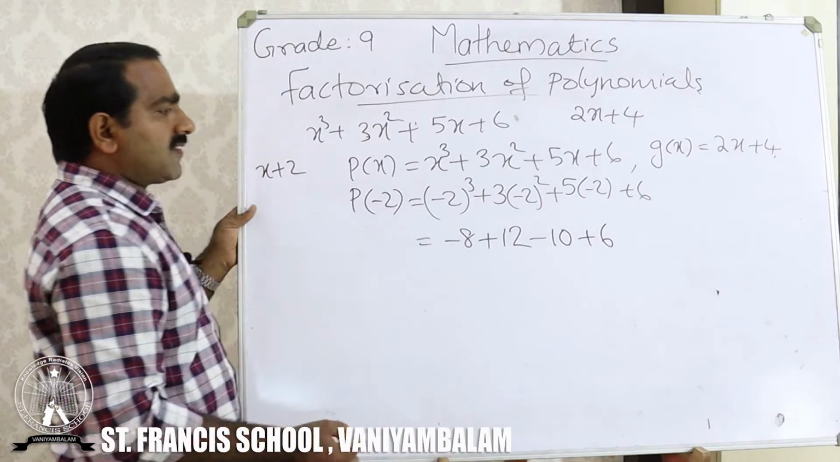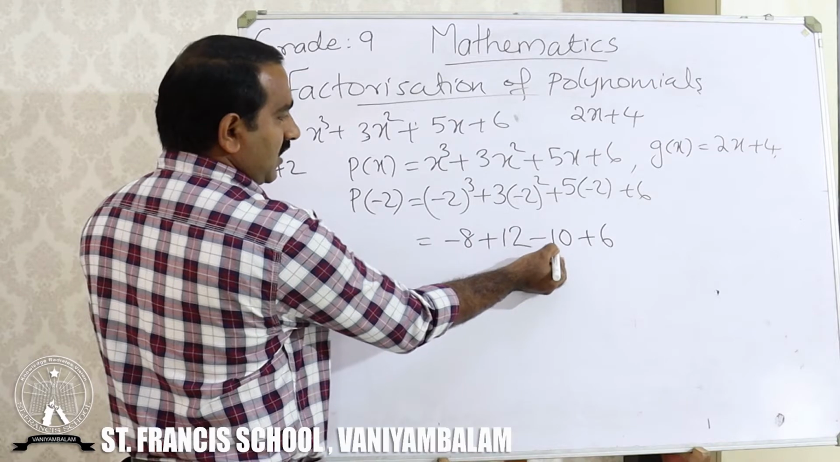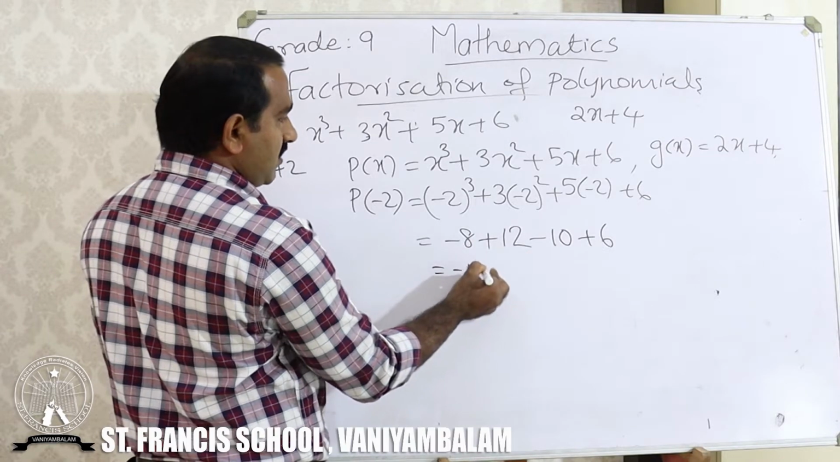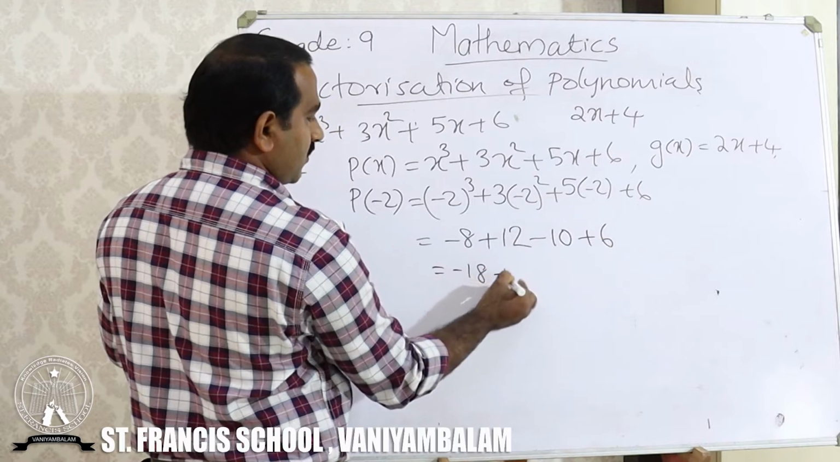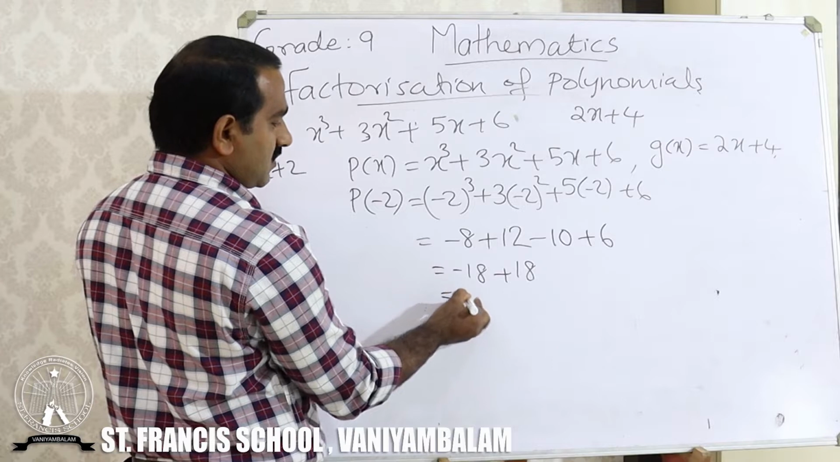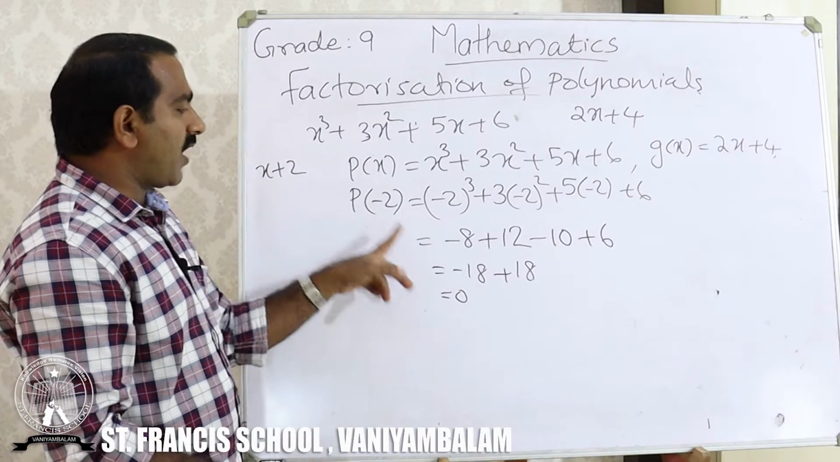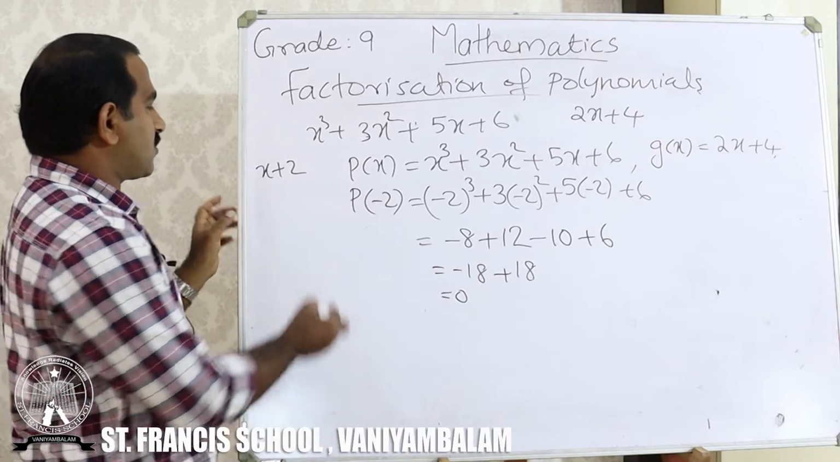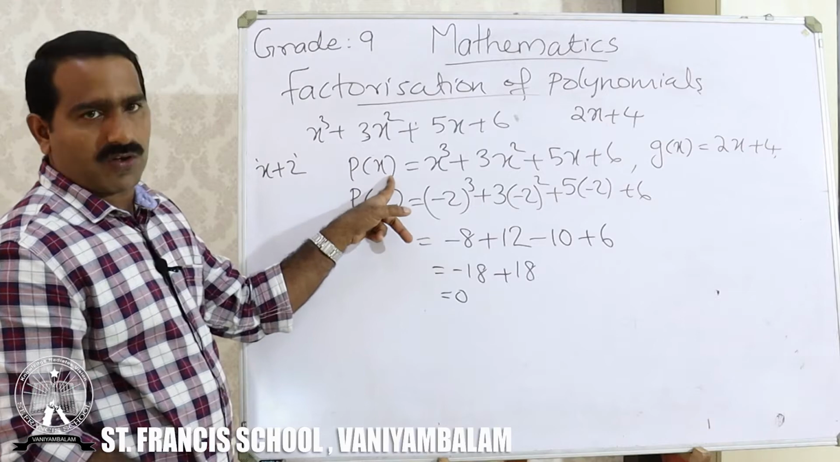Here some negative numbers and some positive numbers are there. Minus 8 and minus 10, that is minus 18. Positive 12 and positive 6, it is positive 18. Minus 18 and positive 18, answer is 0. p of minus 2 equal to 0. So x plus 2 is a factor of this polynomial p of x.